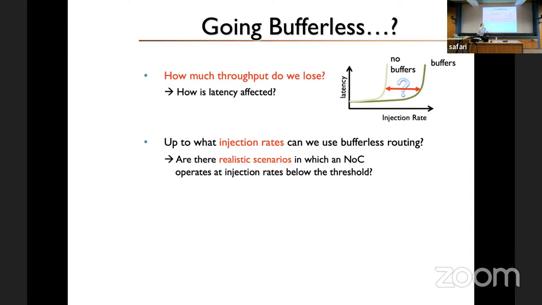Because clearly, if you look at uniform random traffic, okay, maybe not so good, right? But we're not talking about uniform random traffic. We're talking about real applications executing on a multi-core system. Then the question becomes interesting, right? Let's re-examine this buffering concept when you have realistic scenarios. And maybe there are some realistic scenarios in which this is okay, basically, right? You never inject a lot into the network. And that's what we found, actually.